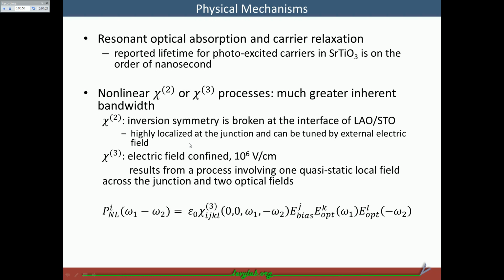Due to the inversion symmetry broken at the interface of LAO and STO, the χ2 process can occur. This process will spread out over the entire interface. Our experiment shows the localized junction and also the signal can be tuned by the external electric field. So the χ2 process will not play the dominant role in this phenomenon. And about the χ3 process, since the electric field is confined and also has a magnitude about 10 to the 6, this process will play the leading role in the nonlinear phenomenon.